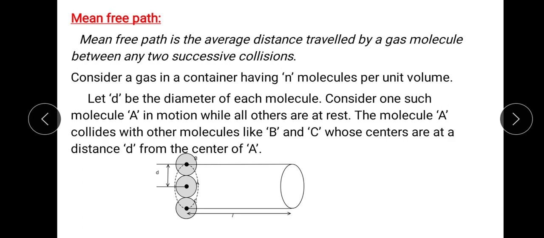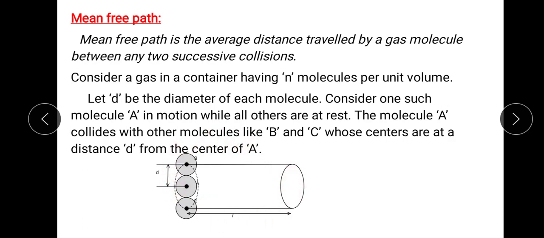That is why we take an average of that. So the average distance traveled by a gas molecule between any two successive collisions is called the mean free path. You should remember what the mean free path is. Now, in order to derive this, we'll have this diagram.